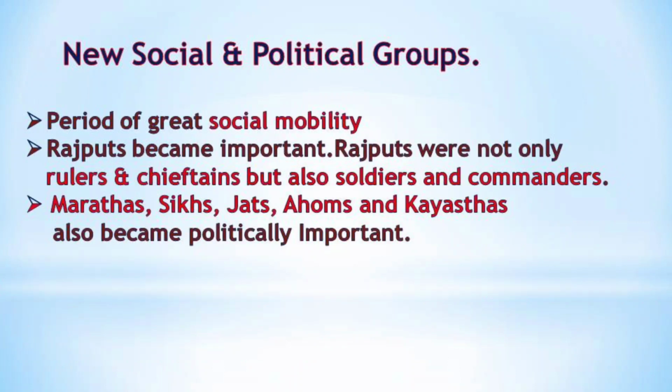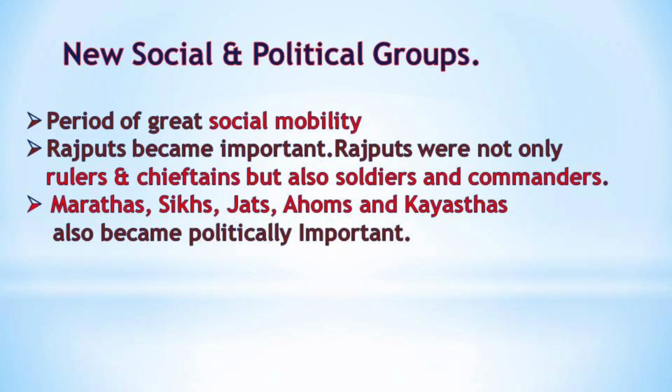The period from 700 to 1750 Common Era was also a period of great social mobility. What is social mobility? We move to various places, we move to various societies. That is social mobility. During that period, great social mobility was happening, because people were wandering or going here and there in search of better opportunities and better wealth.